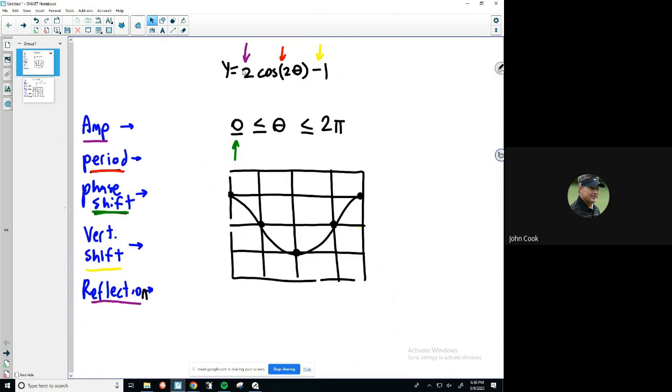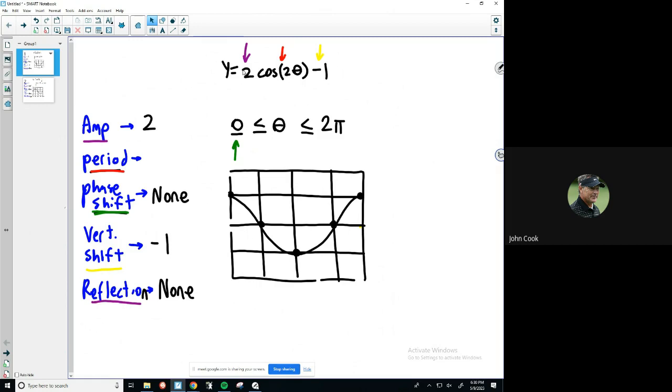Man, there's a whole bunch of stuff on here. For example, we've got a 2 for the amplitude. It's not negative, so there still has not been a reflection on this yet. There is a vertical shift. It's -1. There's no phase shift because there's nothing adding or subtracting inside the parentheses of the cosine. But there is a change in the period.